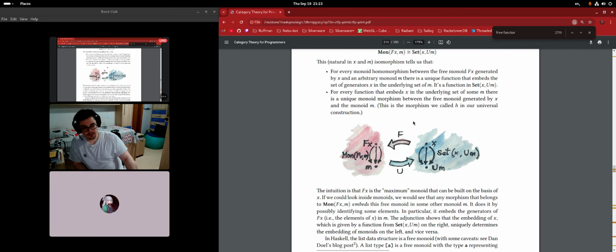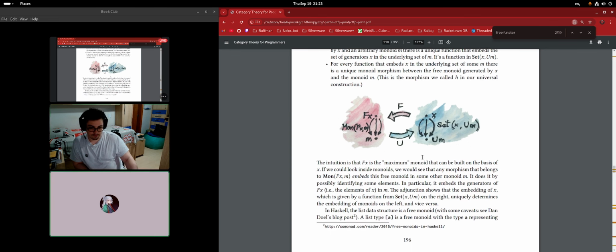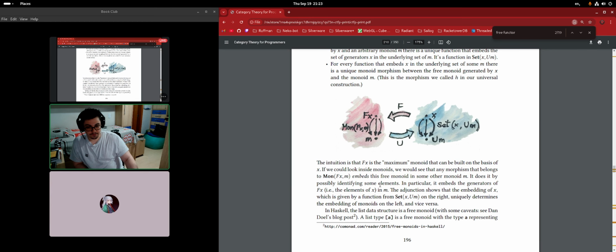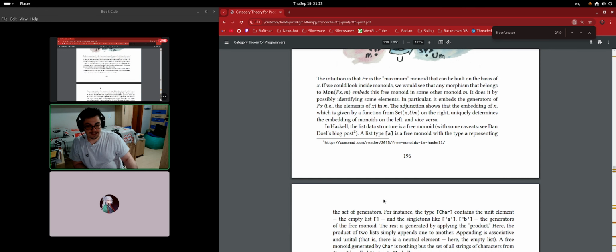Yeah, we've seen this before. So in Haskell, the list data structure is a free monoid. You've seen this before as well. A list, with some caveats. I actually read that blog post in between sessions, and yeah, bottom and laziness don't really play well with this whole category theory thing. Interesting, I have to read those. A list of type A is a free monoid with the type A representing the set of generators.